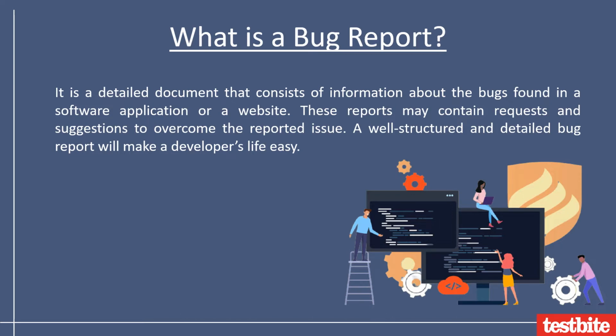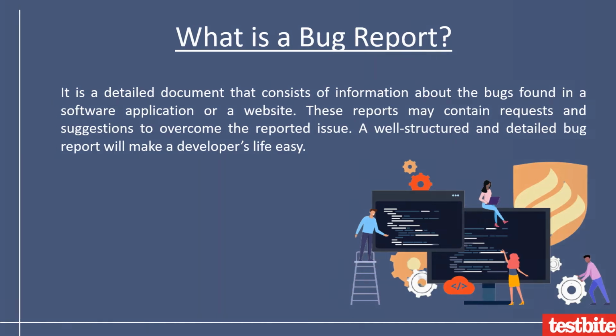So, a bug report is nothing but a detailed document that consists of information about the bugs found in the software application or a website. These reports may contain requests and suggestions to overcome the issue. A well-structured and detailed bug report will make a developer's life easier, and thus, we as a team win.